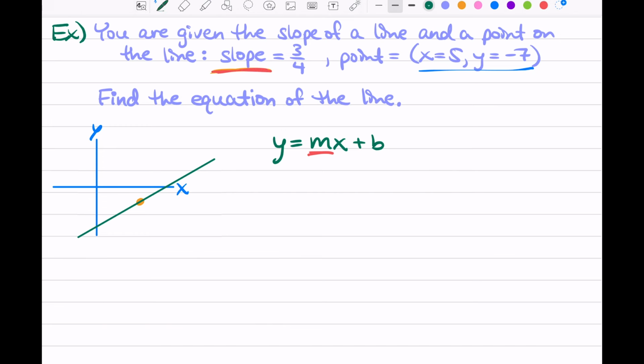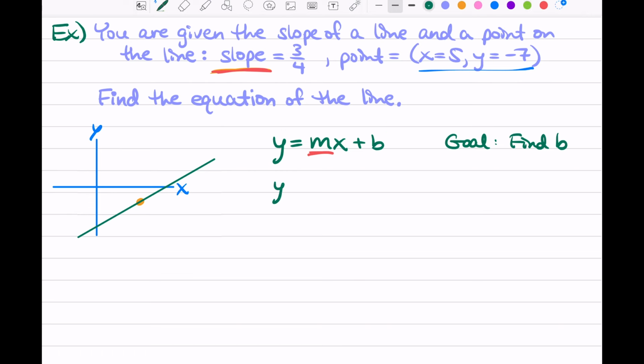And that means we need to find b. That is our goal, find b. Find this guy right here. Because if we know our m and we know our b, we have the equation of a line. So how can we do that?